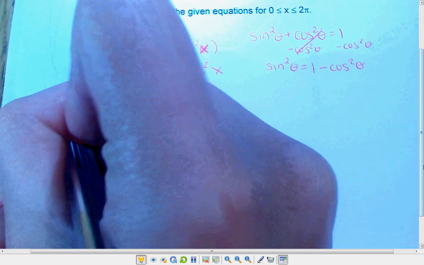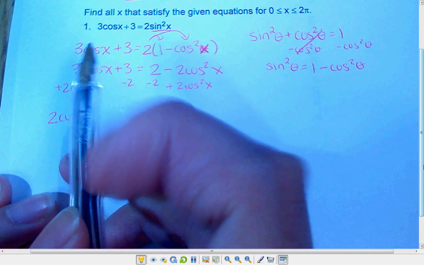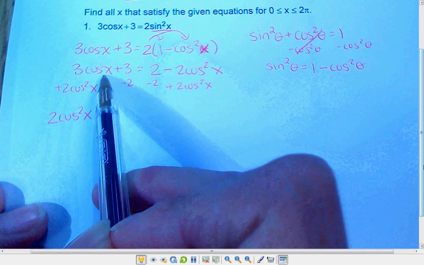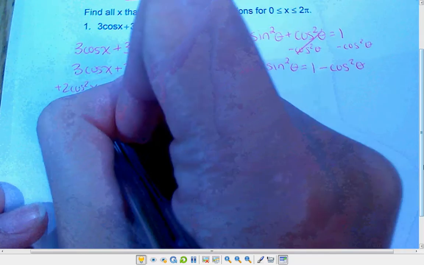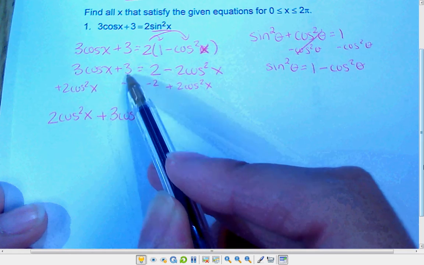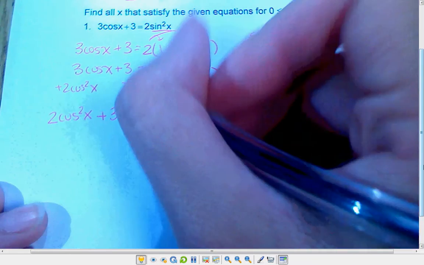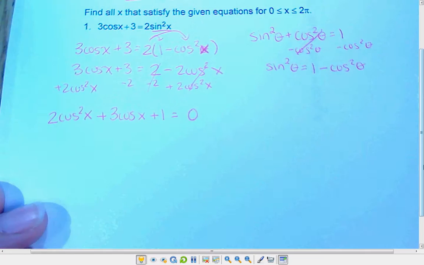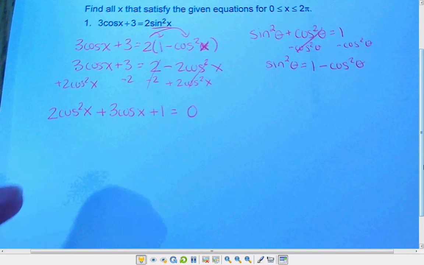So I have 2 cosine squared. Be careful, you cannot add this 2 and the 3 because this is a cosine squared and this is just a cosine, so they're not like terms. So I have 2 cosine squared plus 3 cosine. And then I have 3 minus 2. These are like terms, so I can put those together. 3 minus 2 gives me a positive 1. And on this side, everything is canceled out, so this is just a 0. So this should look familiar.